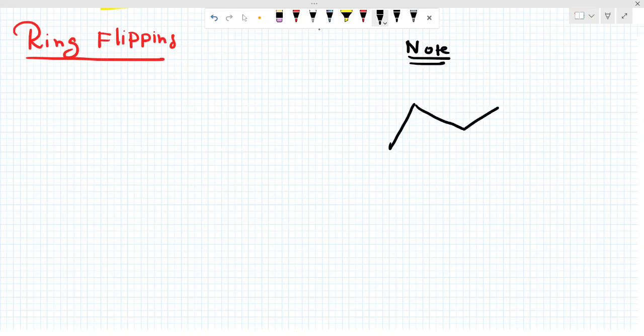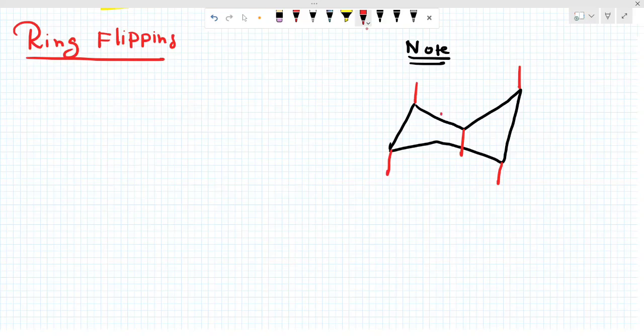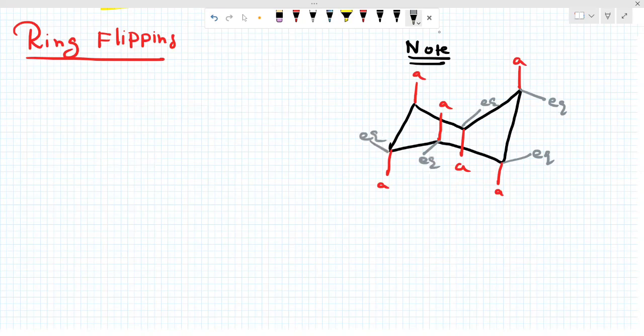Now see this one. It's a cyclohexane. I can draw it like this. In this cyclohexane, this is 1, this is 2, 3, 4, 5 and 6. They are axial bonds. And these are equatorial bonds. This is an equatorial bond, and this is an equatorial bond.